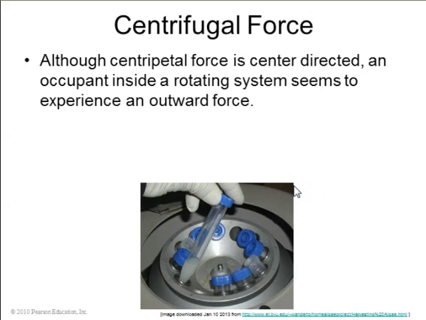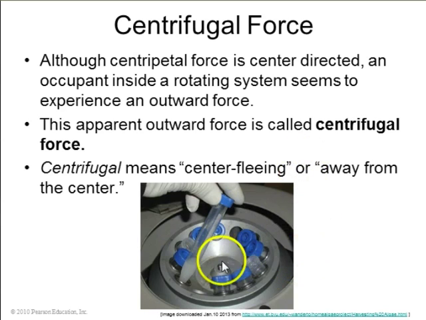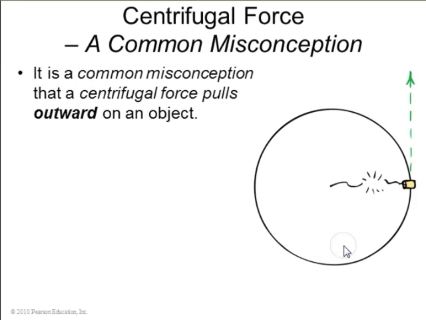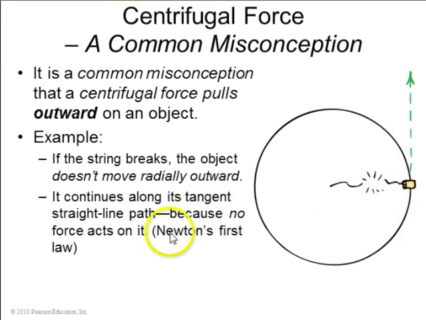If you're an occupant in a rotating system, you will seem to experience an outward force, and that's called the centrifugal force, meaning center fleeing. A centrifuge tends to take sediments and pull them towards the outside of a circle, and that's the centrifugal force. One common misconception is that a centrifugal force would pull an object towards the outside if the string broke, but that's not true. If a string breaks for an object going around in a circle, it would fly off tangentially, according to Newton's first law. Whatever velocity it most recently had, it will continue with that velocity in a straight line.